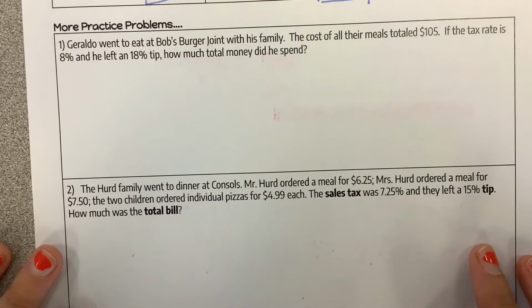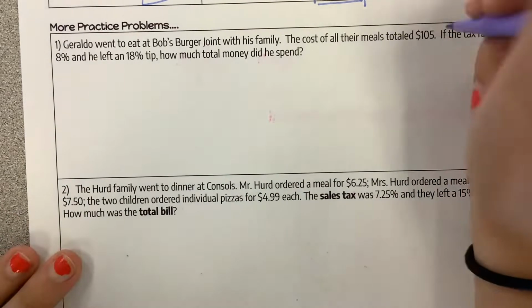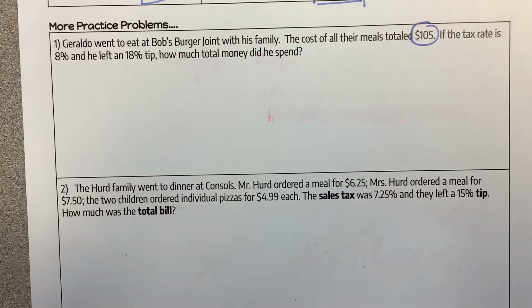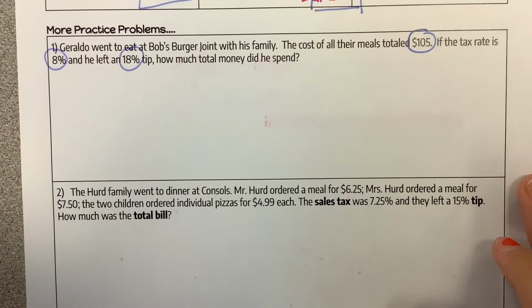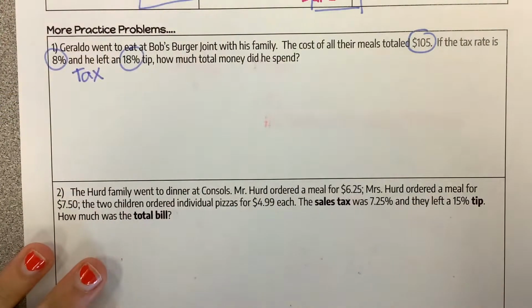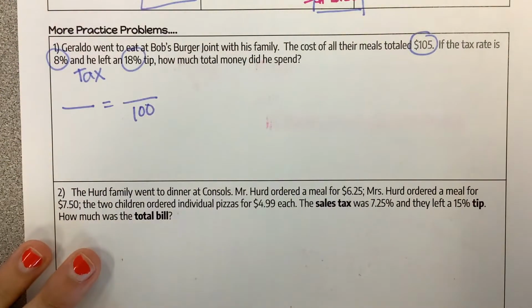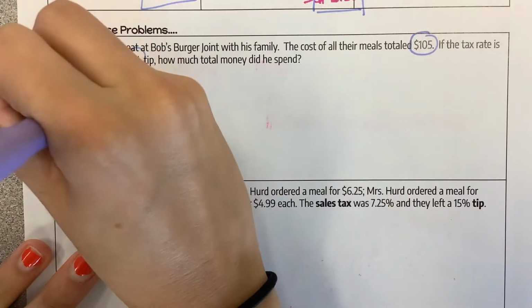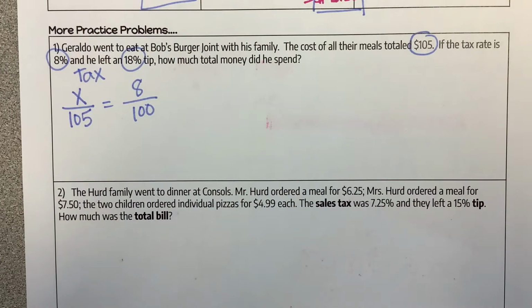All right, Geraldo went to eat at Bob's Burger Joint with his family. The cost of all their meals totaled $105. If the tax rate is 8% and he left an 18% tip, how much total money did he spend? Let's calculate the tax first. Setting up my proportion. The tax percentage is 8. The total amount of the bill is 105. Let's solve for the tax.